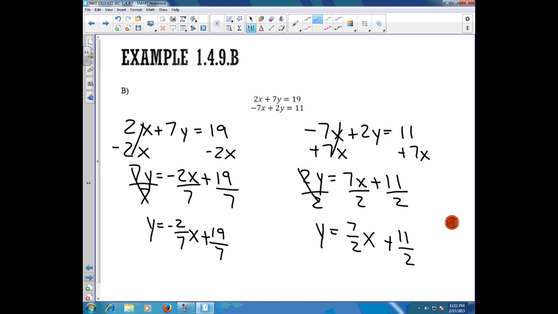So now we need to compare the slopes. The slope of the first line is negative 2/7. The slope of the second line is positive 7/2. These two are opposite reciprocals, and so the lines are perpendicular.